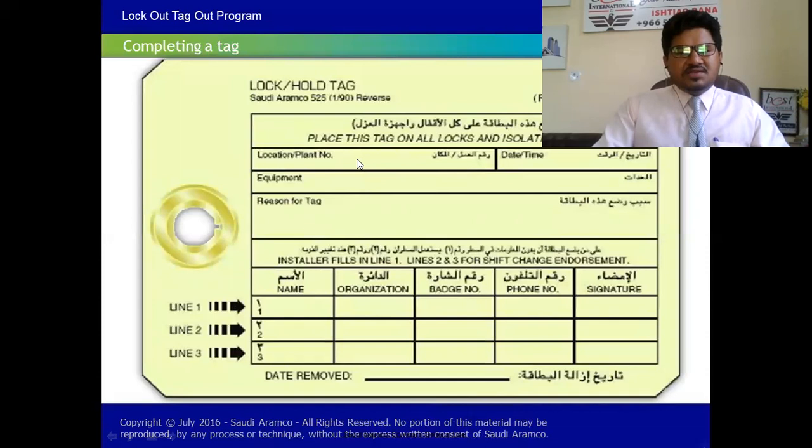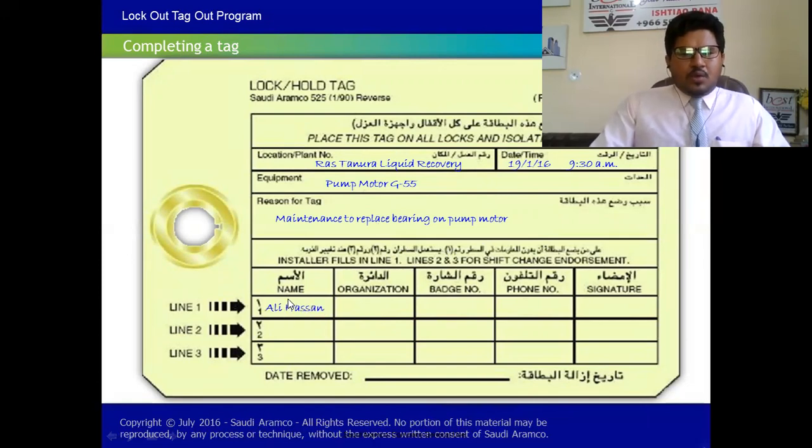Now, how are we going to fill this lockout tag? Make sure you mention clearly the location and plant name, like Ras Tanura, liquid recovery; date and time must be clearly mentioned; equipment, G55; and the reason for tagging must be mentioned with full clarity, like maintenance to replace bearing on pump motor G55. Then the name, Ali Hassan, organization number, badge number, phone number, and of course they need to sign it.